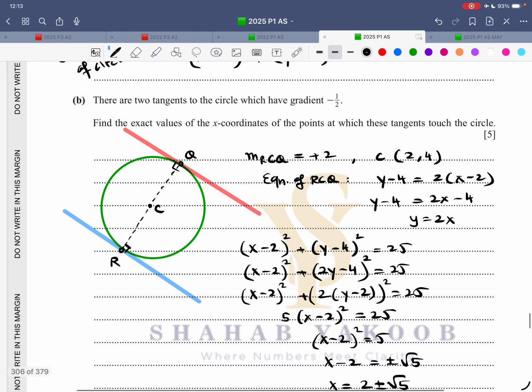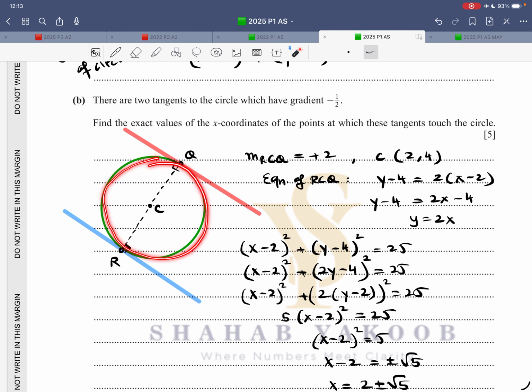Now the next part is also a very nice question. There are two tangents to the circle which have gradients negative half. So I've just drawn a realistic diagram. That is the center. One tangent is going like this. The other one is going like this. Technically, these two tangents are parallel. So there is a red tangent. There is a blue tangent.